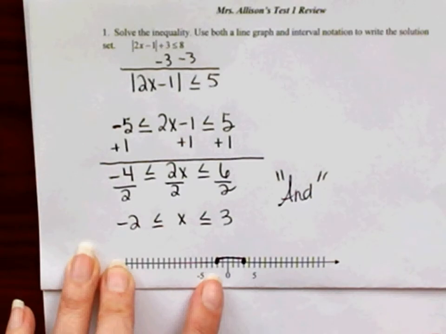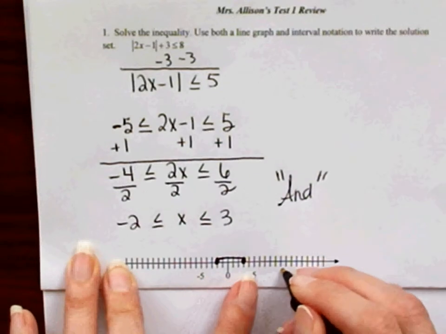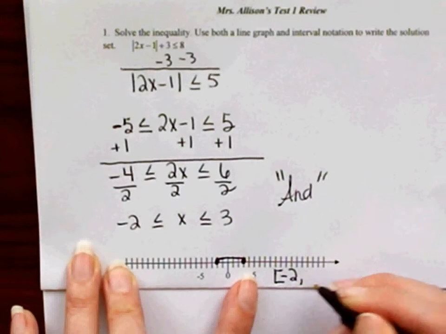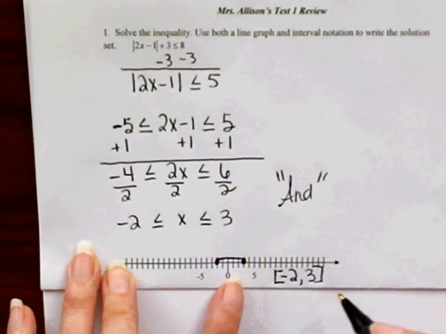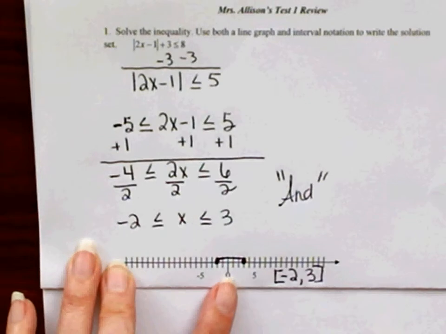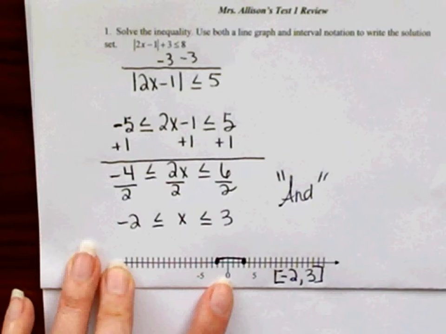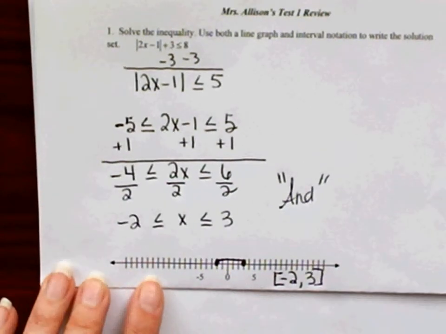So how would we write that in interval notation? So we would write bracket -2, comma, 3, bracket. We're using brackets because we're including those values. How do we know we're including? Look at the inequalities' "or equal" parts. Alright, so that's problem 1. We've solved it, we graphed it, and we wrote it in interval notation. We're going to move on to problem 2.